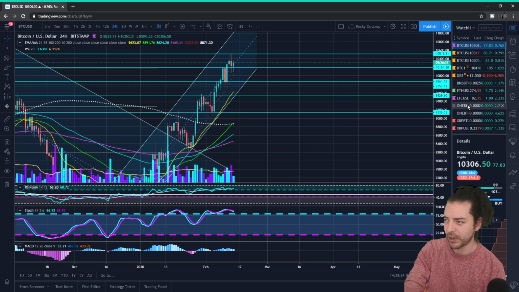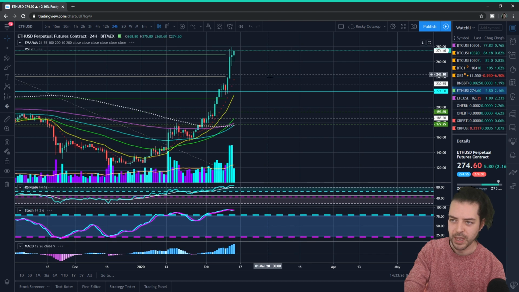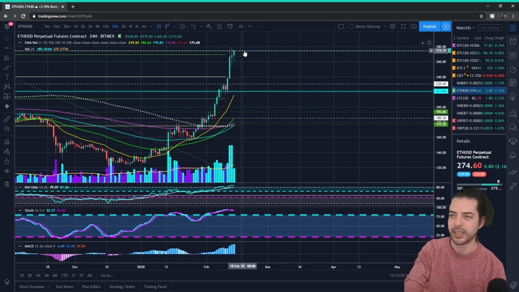So that's Bitcoin, and let's take a look at Ethereum. Ethereum has done really well. It's come up and hit off of our target of 274 a couple of times in the last day, and that's really nice if you've been trading in around that area.